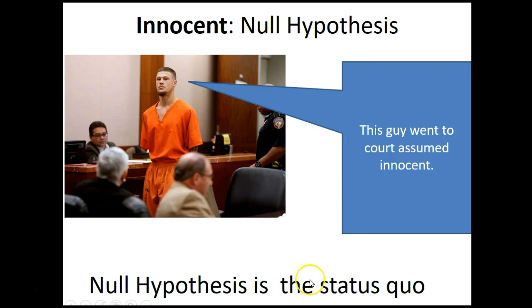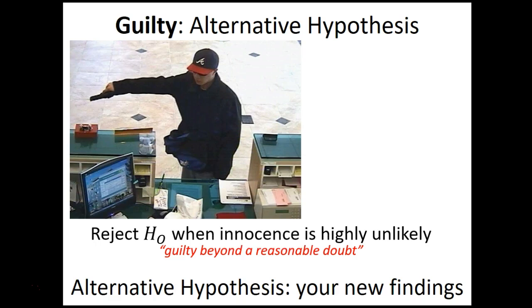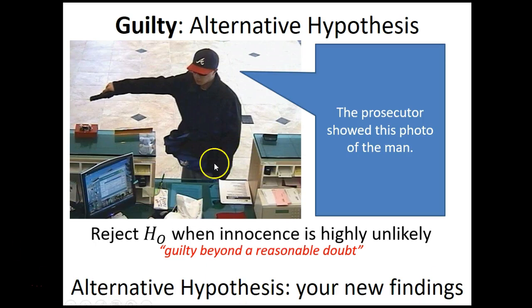The null hypothesis, and that is our status quo. That's how people start off in court. That's how testing starts off with hypothesis testing. Guilty is your alternative hypothesis, okay? So if the lawyer showed this photo of the man, he's saying, well, actually, alternatively, he could be guilty. And we will reject H0 in a courtroom when innocence is highly unlikely. You might have heard the term guilty beyond a reasonable doubt. All right. So again, the alternative is your new findings, or in the case of a court, being guilty.